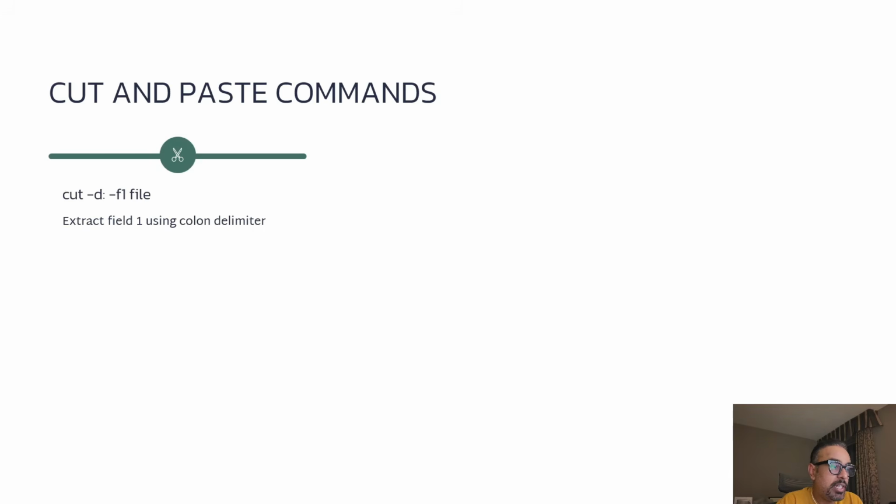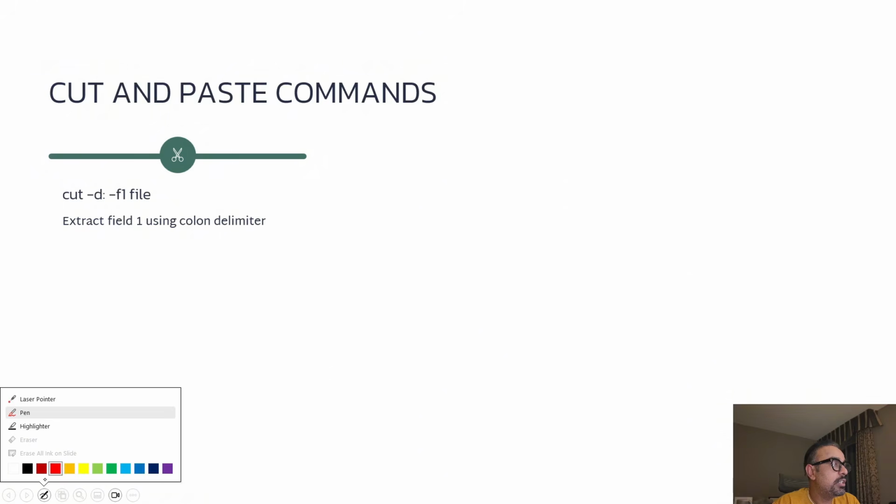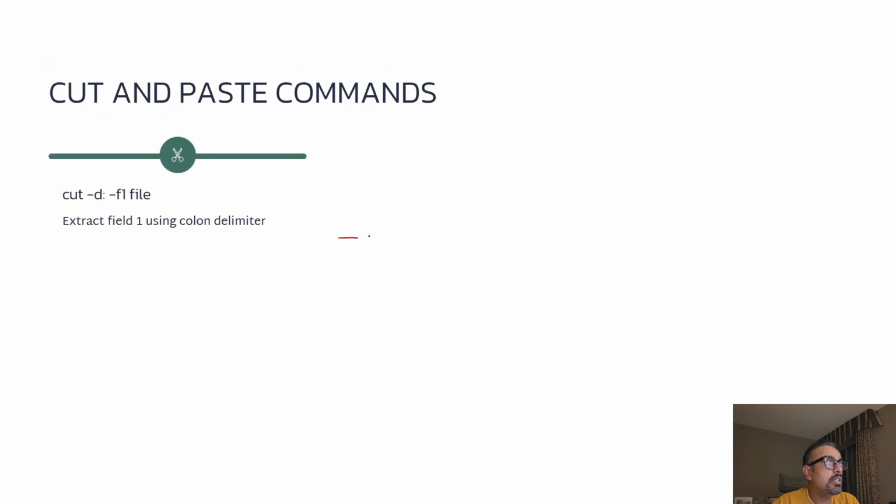So when I say cut -d: -f1 filename, it is going to extract field 1 using the colon as the delimiter. What exactly is the D option going to do? The D option specifies the delimiter for us. Previously we specified the delimiter with F, you remember, for AWK, but over here it is not F, it is D. So this D says that colon is our delimiter in the file that we are targeting.